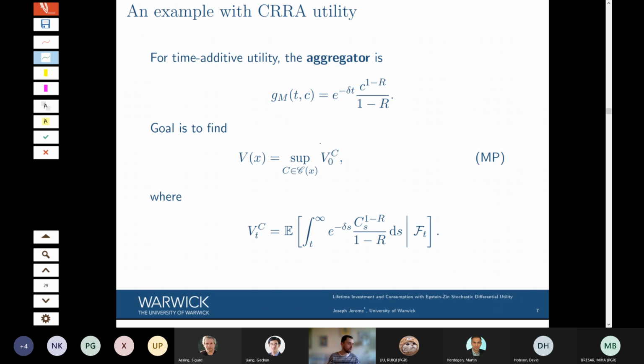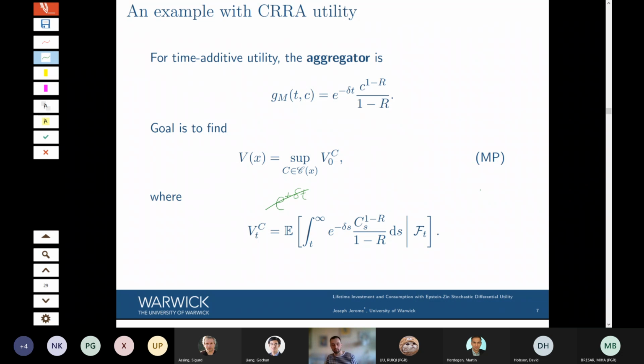One thing that's worth noting here is that some people in the literature will actually upcount, so they consider the utility to be equal to what we've defined times e to the delta t. They do this because it gives a nicer solution to the Hamilton-Jacobi-Bellman equation that arises, and you don't have this time dependence in there. But we'll see for stochastic differential utility, it actually causes more problems than it solves. So we're just going to ignore that.